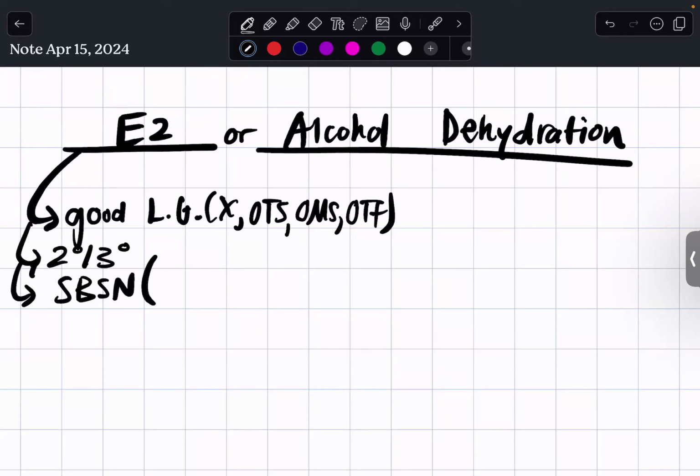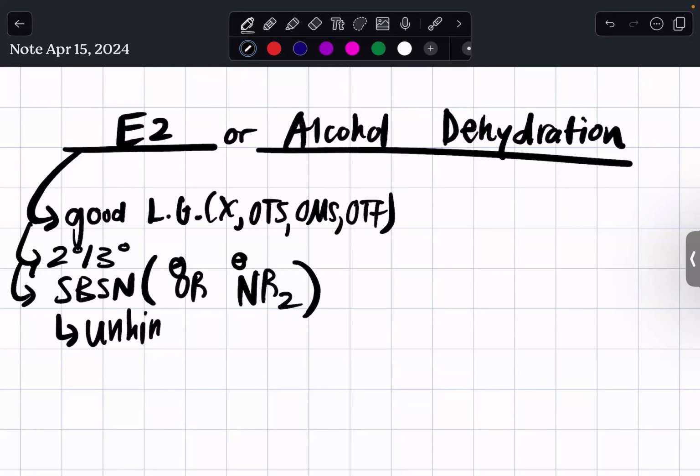So think of atoms like oxygen or nitrogen with negative charges. If you see an oxygen or nitrogen with a negative charge, that is a strong base and a strong nucleophile, right? And there are going to be two types of these. There's going to be unhindered, which is basically all of it.